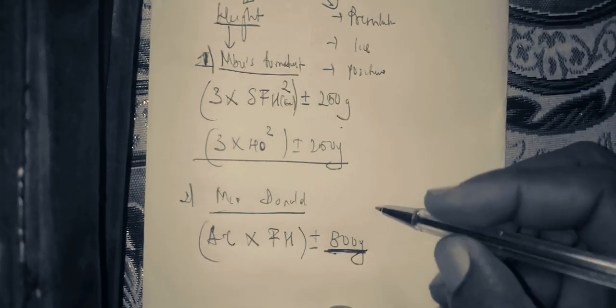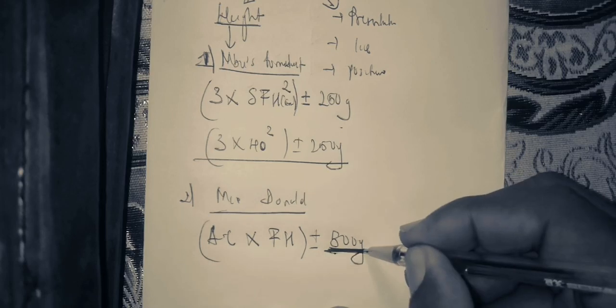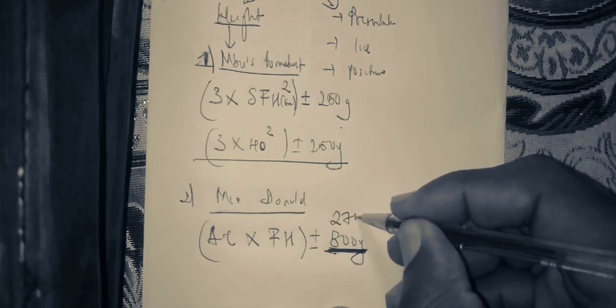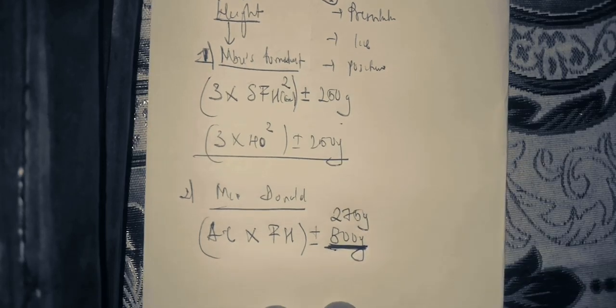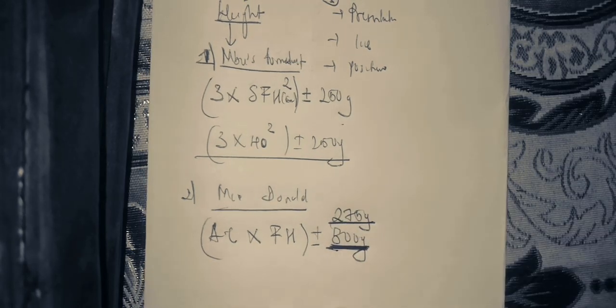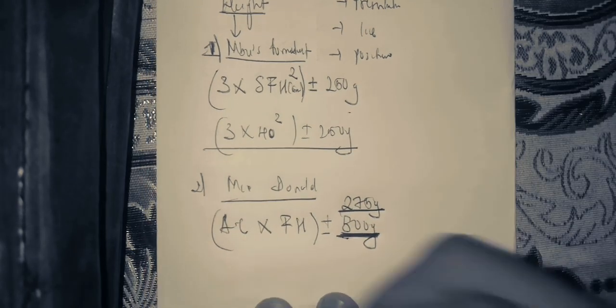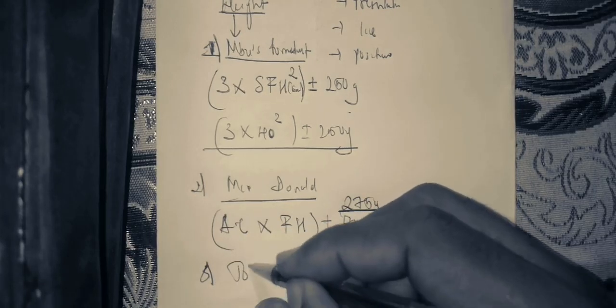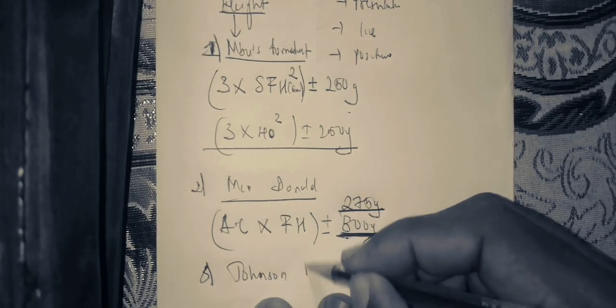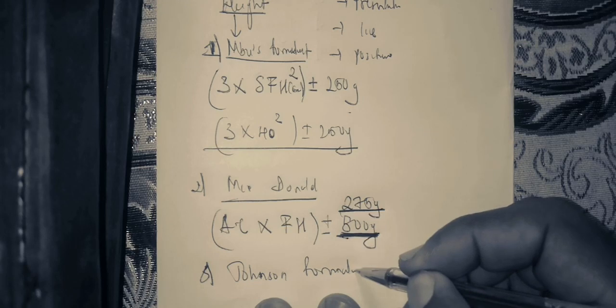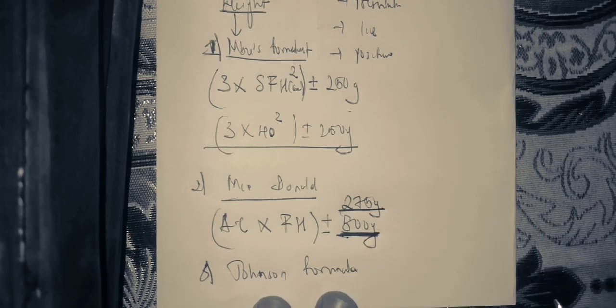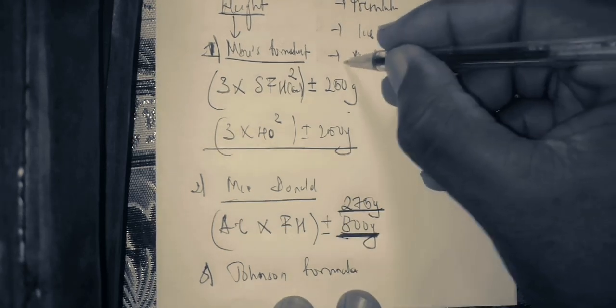Sometimes people say it is plus or minus 500 grams, sometimes people say it's plus or minus 275 grams, so you choose what is in your context. The third formula after that is the Johnson formula. I'm going to send you the formula in the comments.